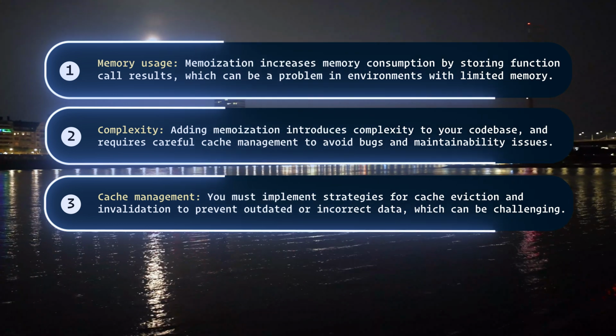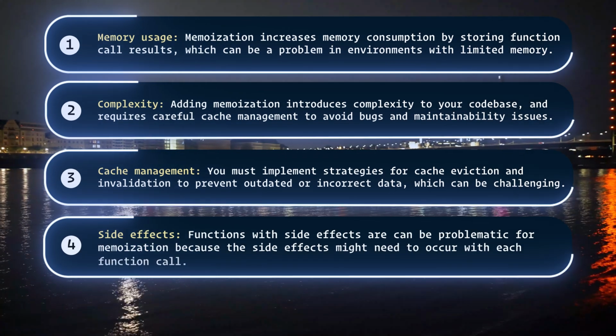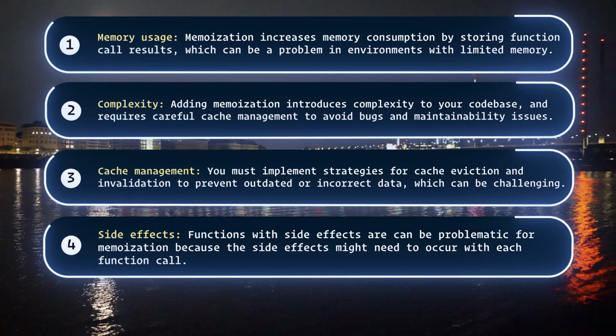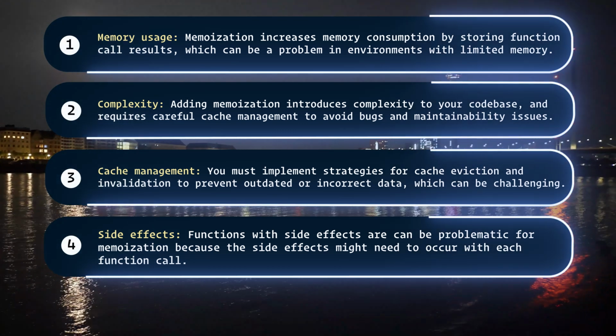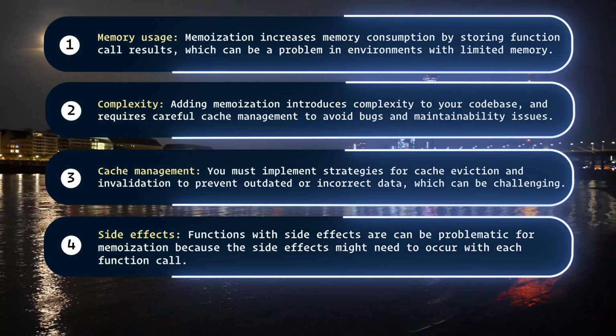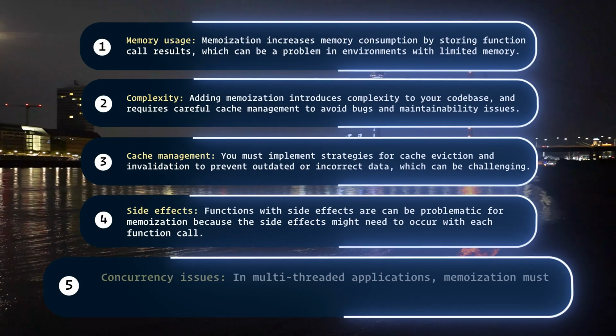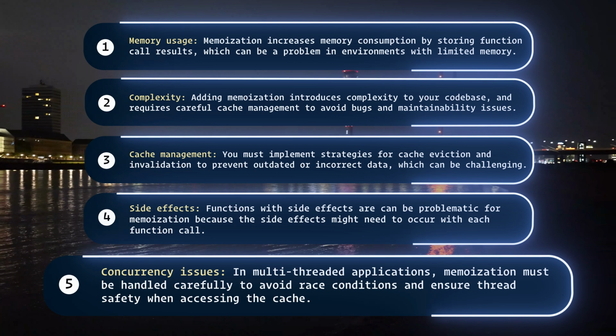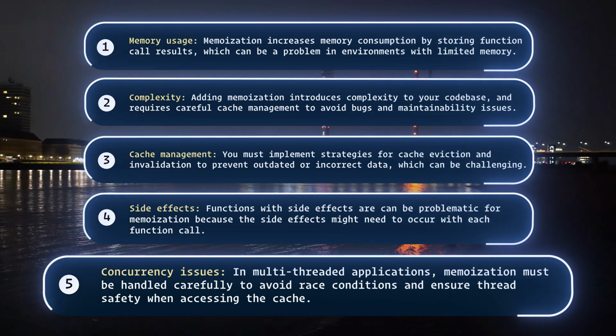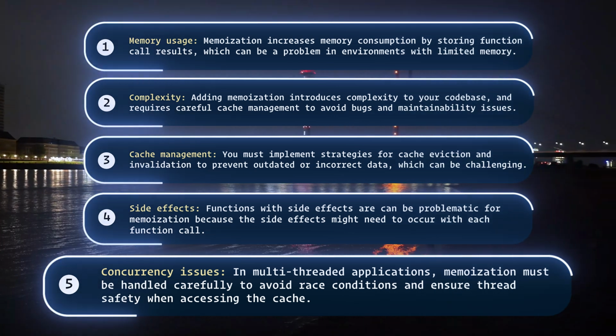be challenging. Number 4, functions with side effects can be problematic for memoization because the side effects might need to occur with each function call. You want to use memoization primarily with pure functions. And number 5, in multi-threaded applications, memoization must be handled carefully to avoid race conditions and ensure thread safety when accessing the cache.